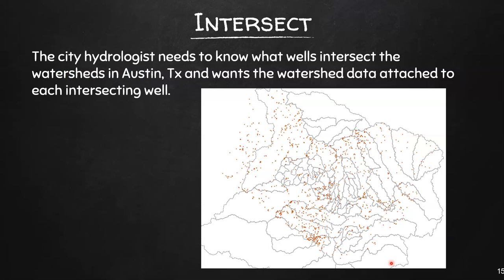So let's look at an example here. A city hydrologist needs to know what wells intersect the watersheds in Austin, Texas, and wants the watershed data attached to each intersecting well. So the red dots are the well locations, and the gray boundaries, polygons, are the watersheds.